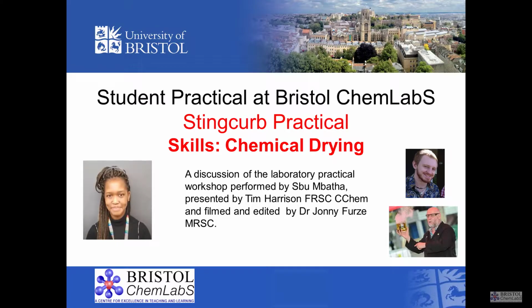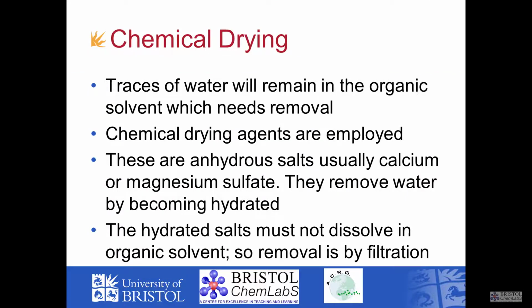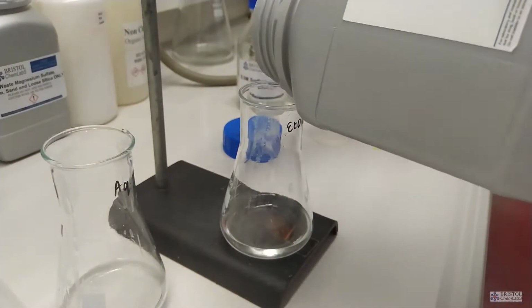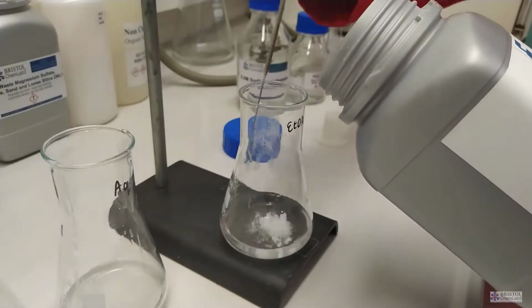In this next step of the practical work, we're going to look at the use of chemical drying agents. Even though you think you separated all the water from your material, there are still likely, on a molecular level, to be traces of water around. These can be removed by chemical drying agents.